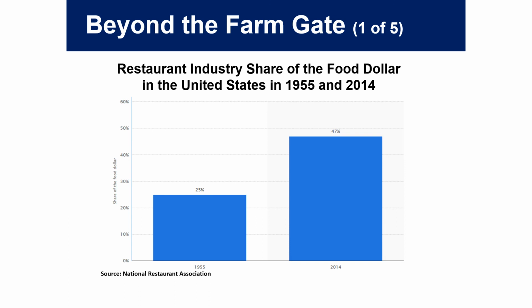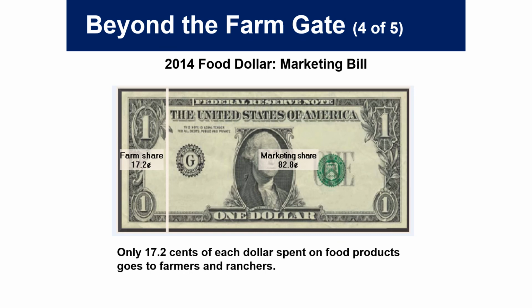Okay, then we start to talk about the food dollar and what percent of what consumers end up paying for their food the farmer actually gets. So this is a nice depiction. Of every $1 that is spent on food, the farmer gets approximately 17.2 cents of that dollar. So that's about 17%.